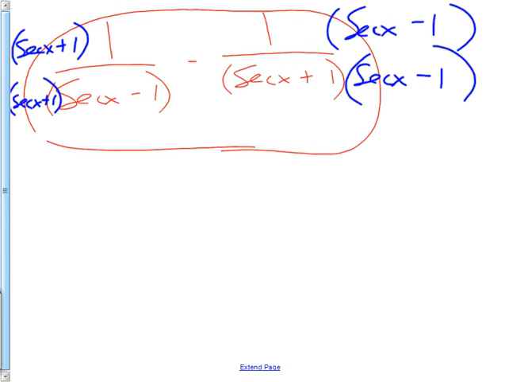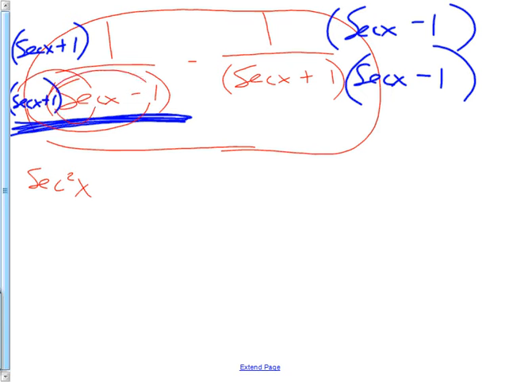Then, what's special about conjugates like this? They make things that have squared in them. The first, outside, inside, last thing is what's special. So, if I go, first is secant squared x. Outside and inside will cancel. That's part of the beauty of these. Because the outside one is negative secant x, the inside one is positive secant x. They cancel. And then the last is 1 times negative 1, which is negative 1.